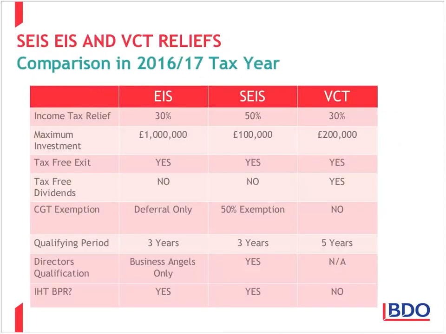So if we just look at the comparison between the reliefs, you'll notice the first two columns, EIS and seed EIS, are for direct investments in unquoted trading companies, whereas the final column, a VCT, is itself a listed PLC, and so the investor invests in the VCT, receives the tax relief on that investment, and then the VCT invests in a range of unquoted trading companies beneath it. So effectively, this is an indirect investment in unquoted trading companies.